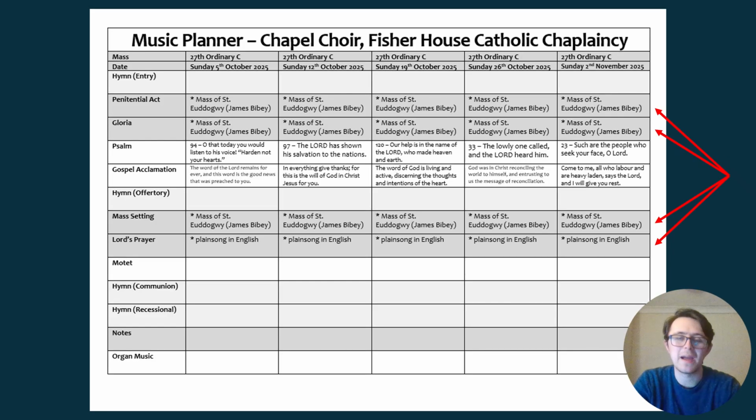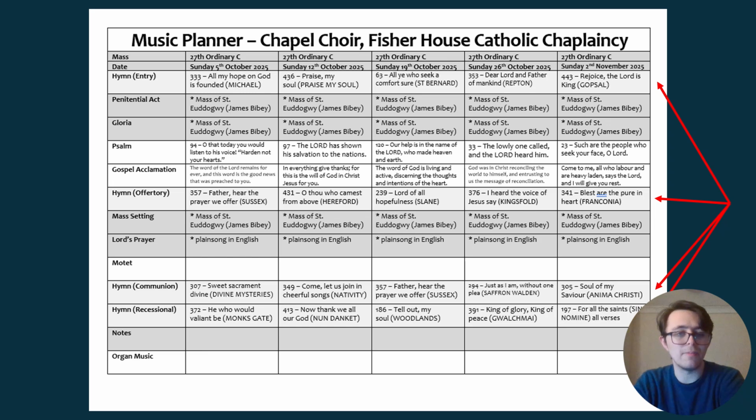Next, I will add the Mass setting. Here, the key thing is to list both the name of the setting and the composer. I also add an asterisk in front of this name, which will become relevant later. You can use different settings at different parts of the Mass. For Advent and Lent, when the Gloria is not sung, add a dash instead to indicate this.